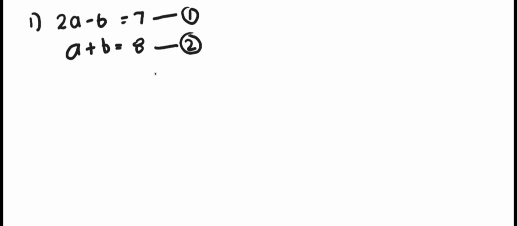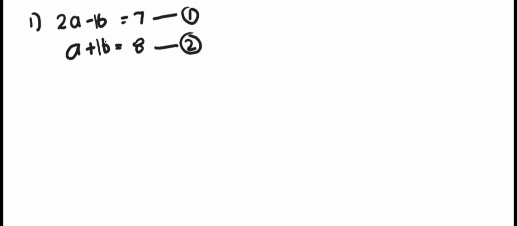As you can see in these equations, variable b coefficients are equal. In the first equation it is 1, and in the second equation it is also 1. So the coefficients are equal. So we can choose b as our eliminating variable.